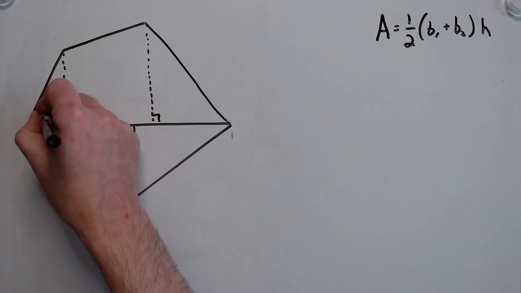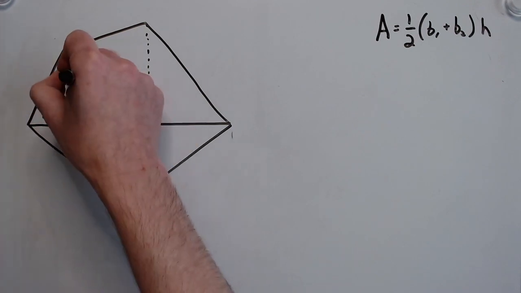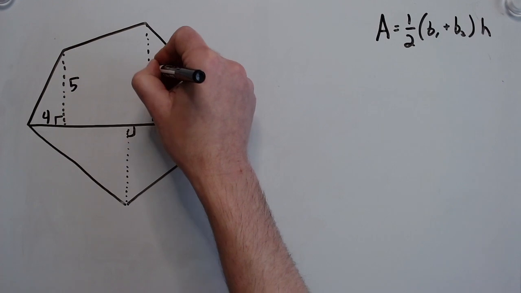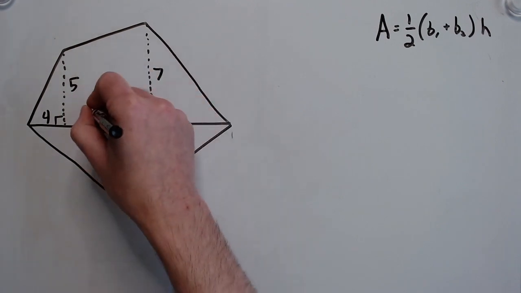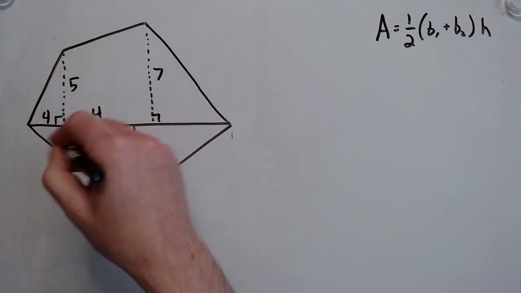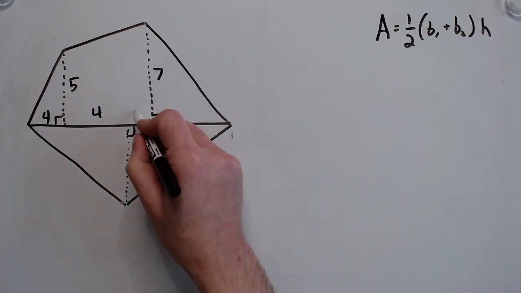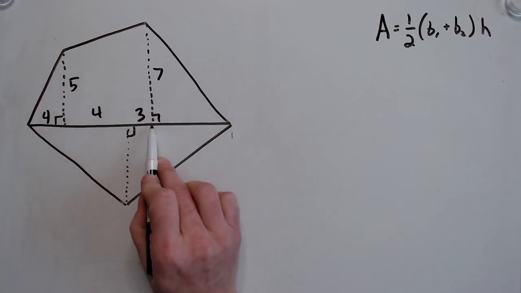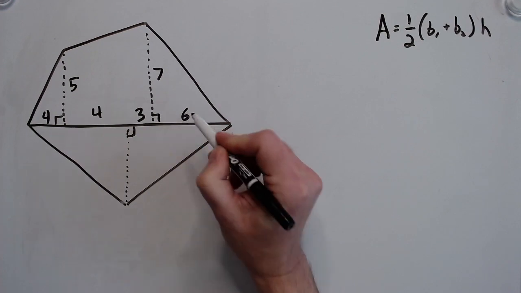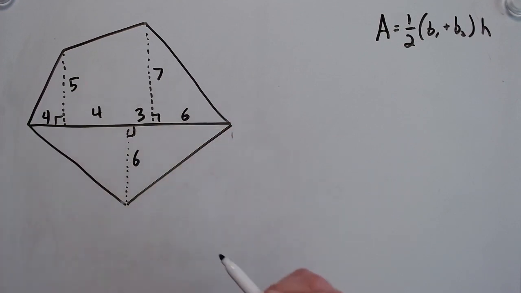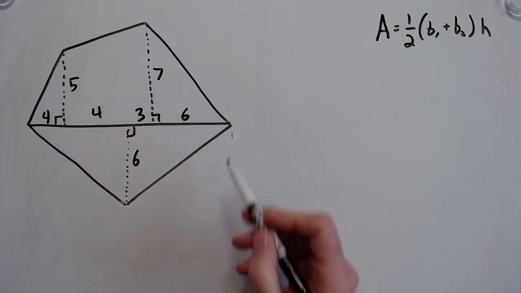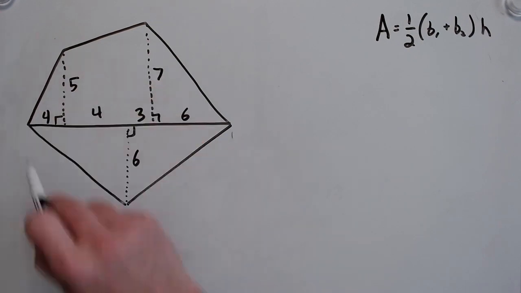And let's put in some dimensions. So from here to here, this will be 4. The height of this one will be 5. Height of this one is 7. This is also 4. It's not drawn exactly correctly, but we'll just go with the numbers. This is 3 from here to here. This is 6. And this is 6. So the question is, what is the area of this now pentagon?